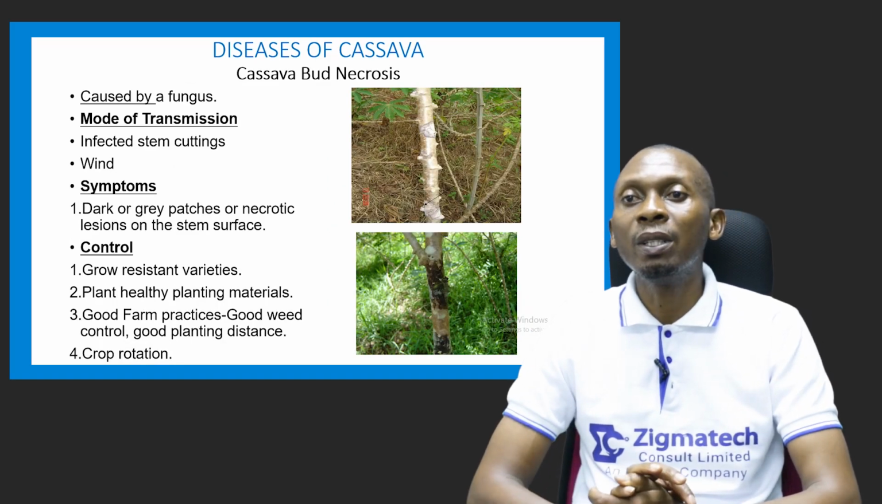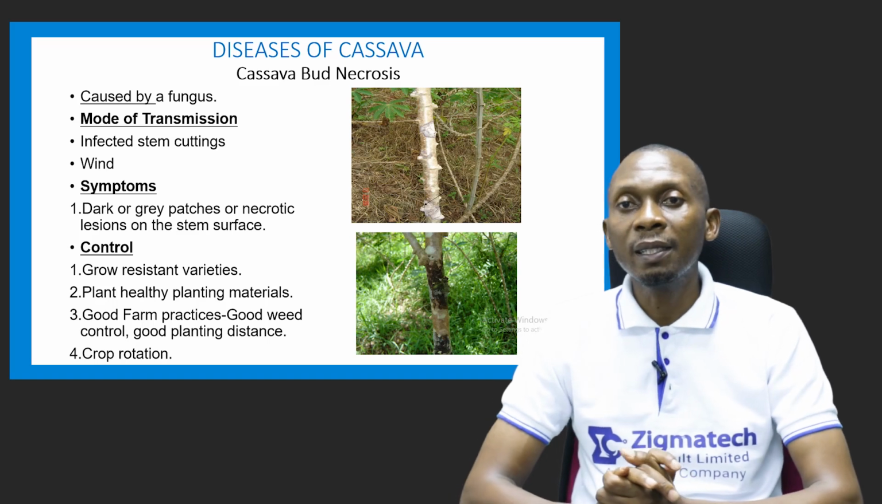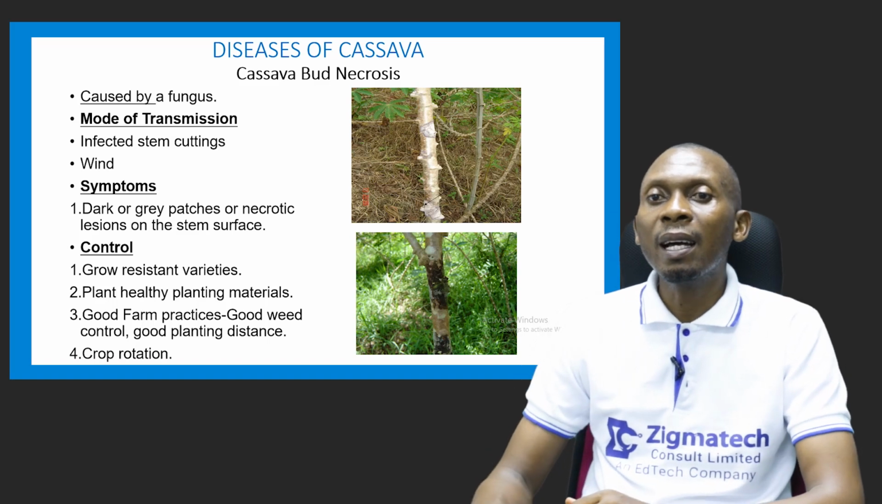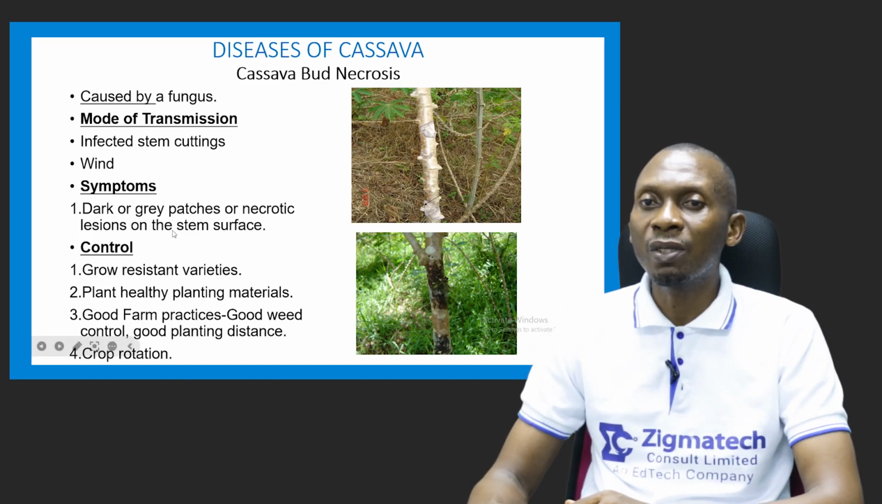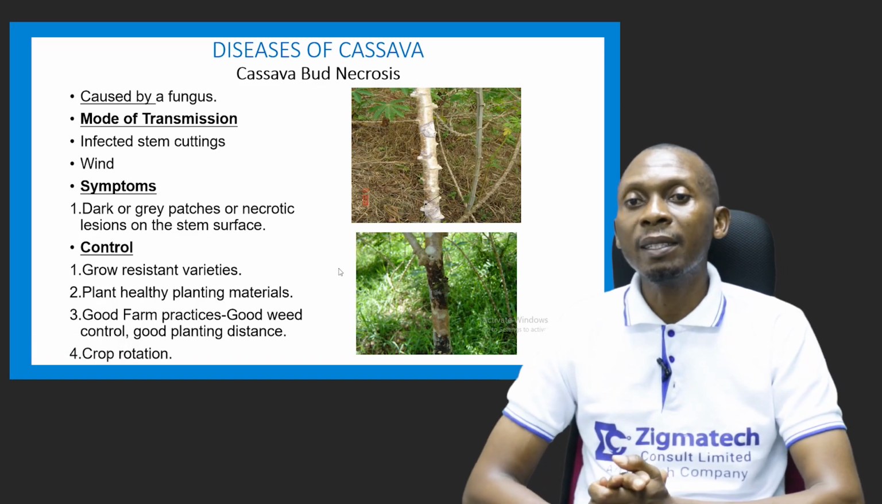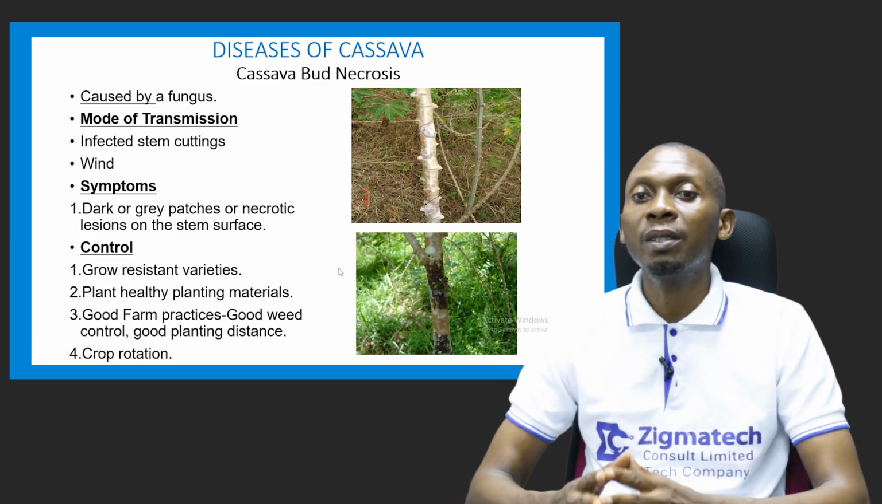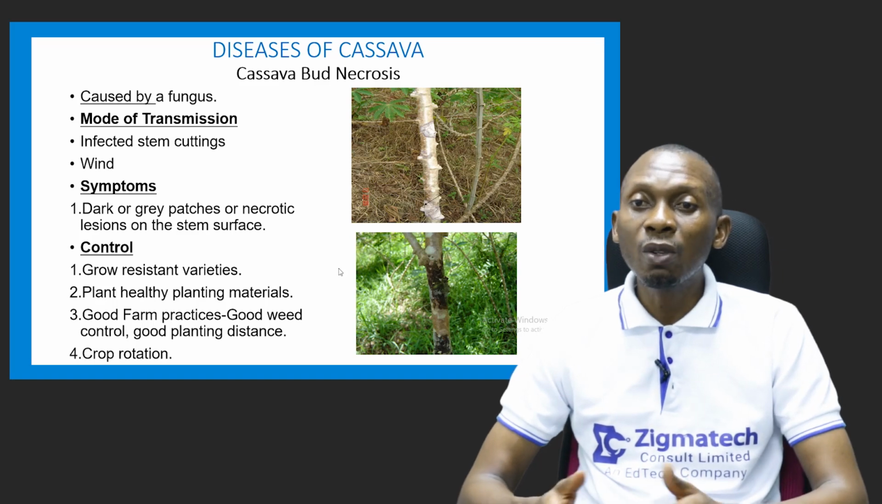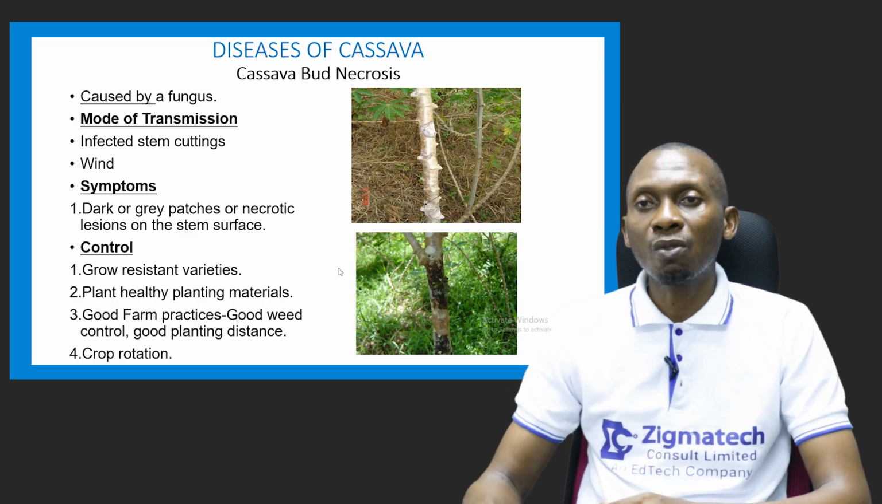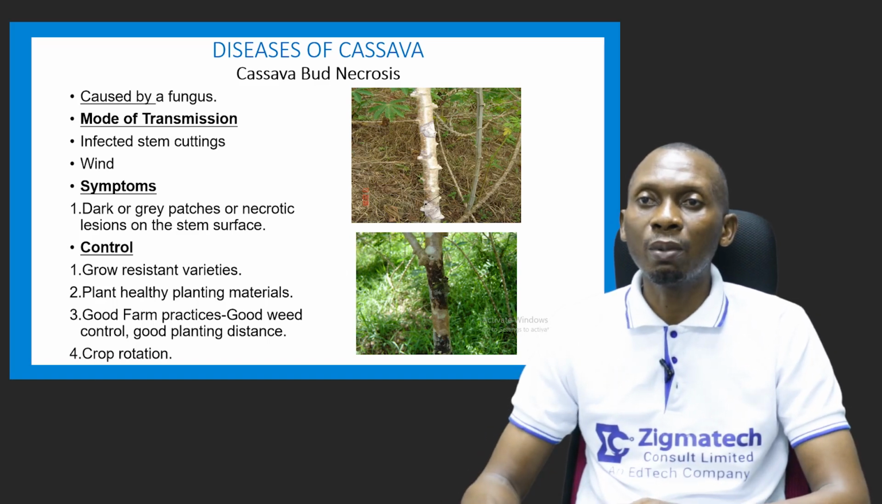We have cassava bud necrosis, which is a fungal disease and is transmitted through infected stem cuttings as well as wind. And here you can see dark or gray patches or necrotic lesions on the stem of the plant. And how is it controlled? You grow resistant varieties, also plant healthy planting materials, and use good farm practices, that's good weed control, good planting distance between each crop. Then you should also practice crop rotation. This can help to control cassava bud necrosis.